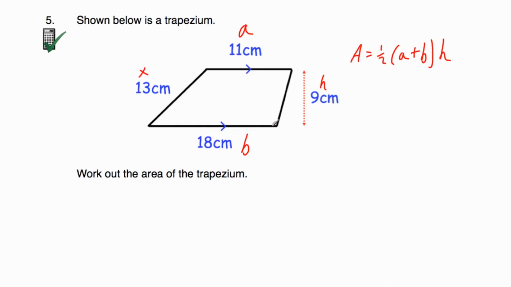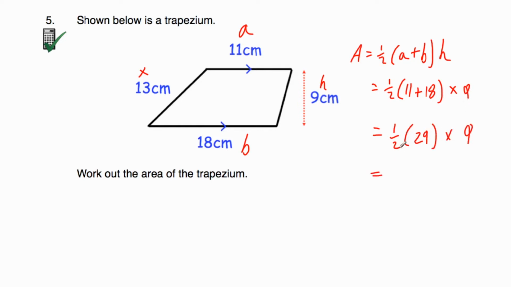So let's substitute those values into our formula. We've got a half and then a bracket, A plus B. So that's the lengths of our two parallel sides. That's 11 plus 18. Multiplied by the distance between them, the perpendicular height, which is 9 centimeters, so multiplied by 9. So we're going to add together what's in our brackets first of all.